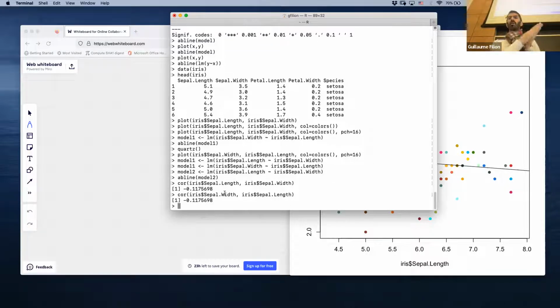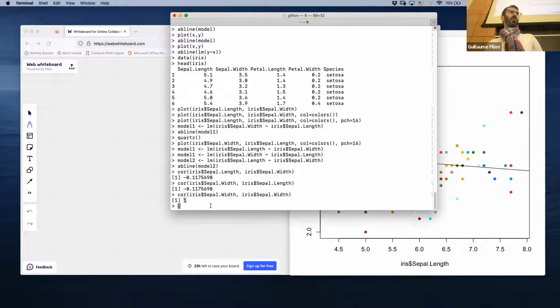It's a number between -1 and 1 that measures how much the variables are close to each other. So if the correlation is 1, the two variables are identical. So if I say, for example, iris sepal width versus iris sepal width, I'm going to get a correlation of 1. And it cannot go higher than 1. 1 is the highest value for the correlation at all.